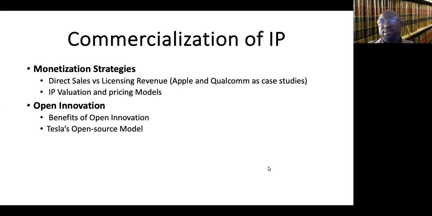So an example is Tesla's open source model, where Tesla says, "Okay, we are not going to protect our innovation, and we're going to share our electric vehicle technology with the public to encourage innovation and adoption of sustainable transportation solutions." So I think open innovation fits the business model of Tesla because they need data for the transportation solution they aim to bring to the fore.